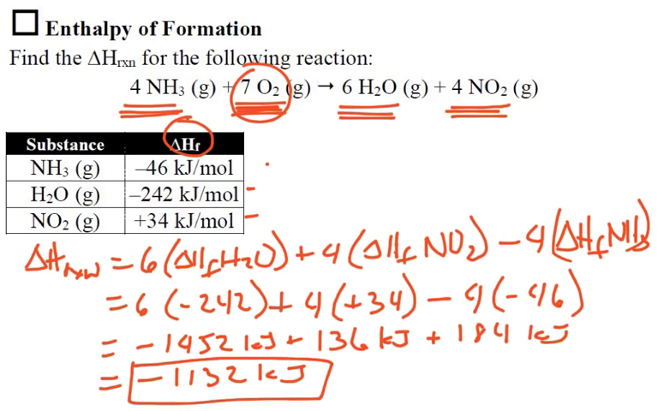And that's my answer. So again, it's products minus reactants, so the energy associated with H2O times 6, the delta H of formation for NO2 times 4, minus the delta H of formation of NH3 times 4. And do those together, and again, I don't need to use the oxygens because they are elements, so their number would be 0.